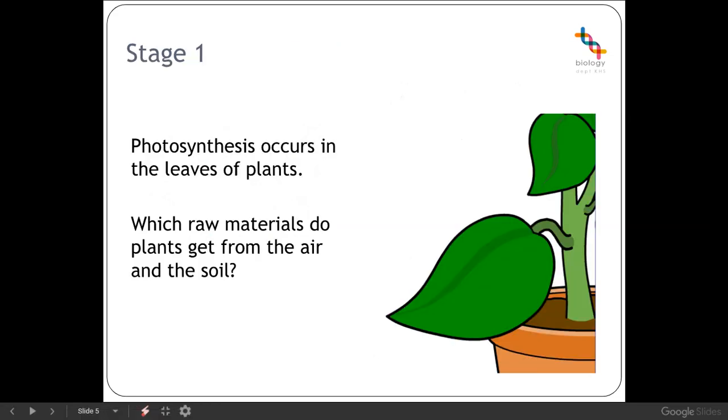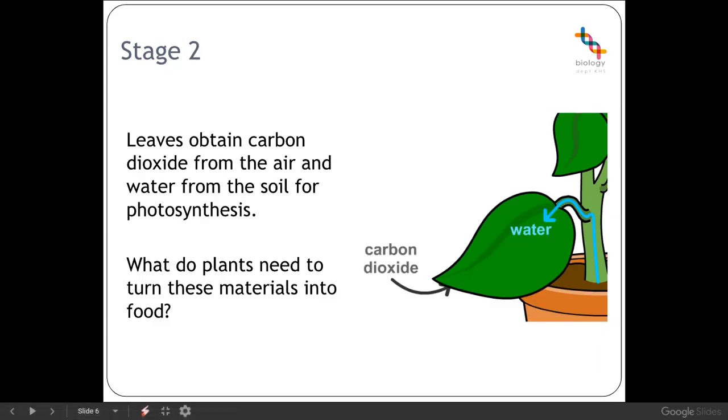So photosynthesis itself occurs in the leaves of plants. So the raw materials the plants are getting from the air and from the soil. We're getting some water coming up through from the soil, so obviously rainwater, or the plant being watered. That water is absorbed by the soil and allows the plant to get it through its roots and bring it up into the leaves. And we're able to get carbon dioxide from the air.